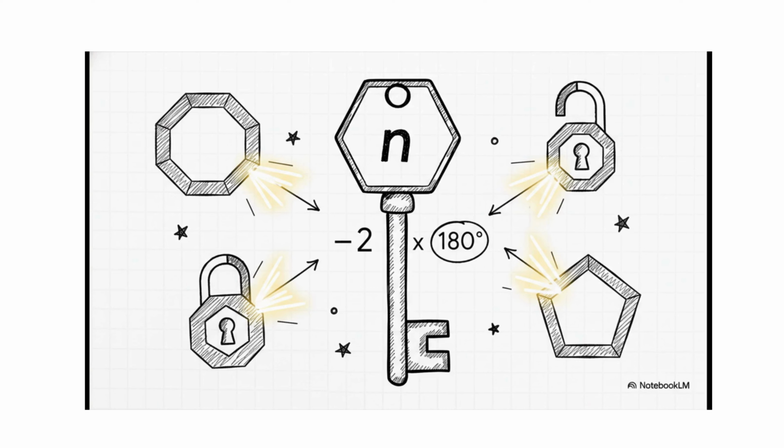And boom, that right there gives us the master key for any polygon. For any shape with n sides, the sum of its inside angles will always be (n minus 2) times 180. This isn't just a party trick. This is the rule that designers and even 3D animators use to build entire complex worlds out of simple shapes.